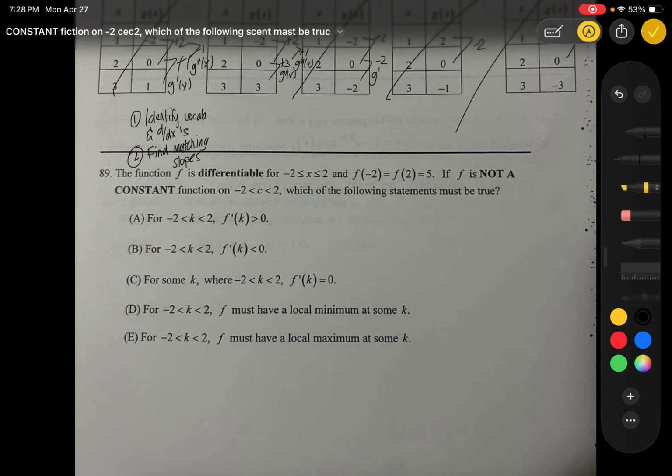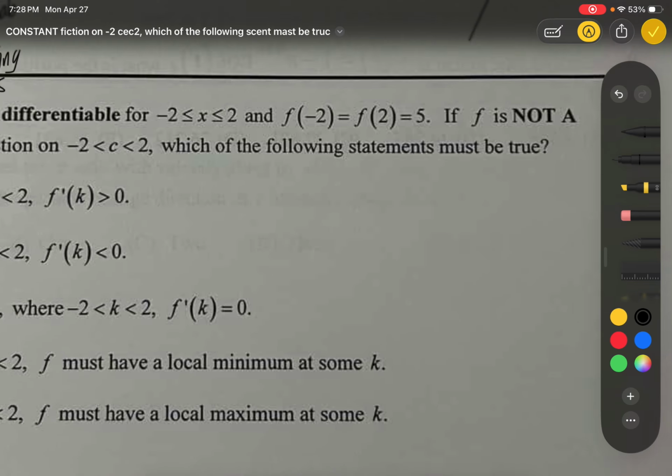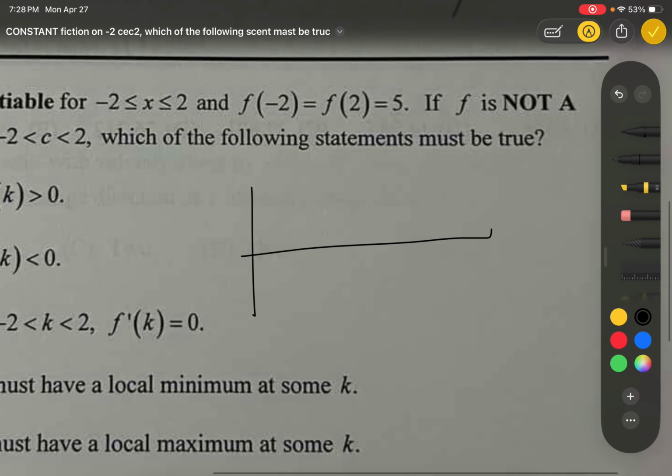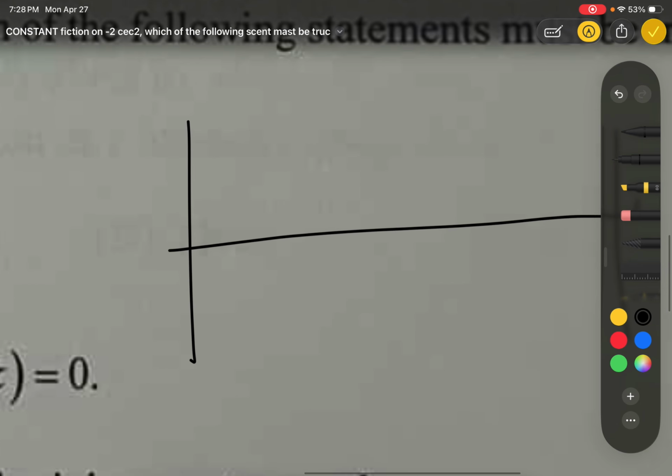Alright. The function f is differentiable for negative 2 to 2, and f of negative 2 equals f of 2, which is 5. If f is not a constant function from this domain, which of the following statements must be true? From 2 to negative 2, this is going to be your function. So f of negative 2 is equal to f of 2, which is 5. So let's say that 5 is up here.